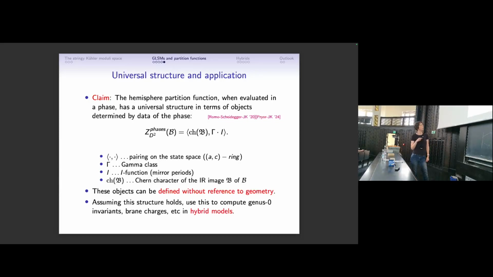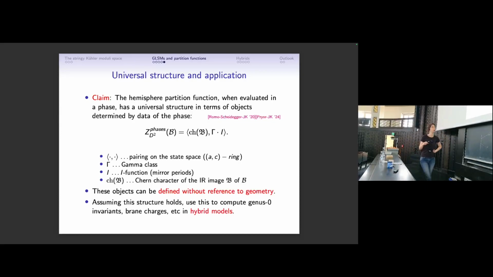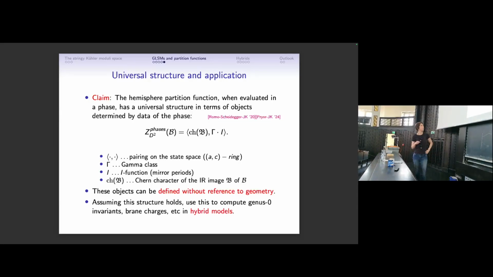So what you see here is a pairing. This is a pairing on the state space of the CFT. And because this is more or less the A model side, the associated corresponding states are those of the AC chiral rings. You have a topological class associated to the gamma function, which is the gamma class. You have an I function, which more or less encodes all these e to the t corrections. And we don't need mirror symmetry for that, but if we had mirror symmetry, the I function would coincide with the periods of the mirror. And we have a Chern character of the brane.